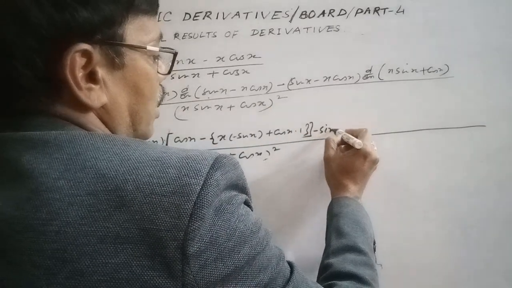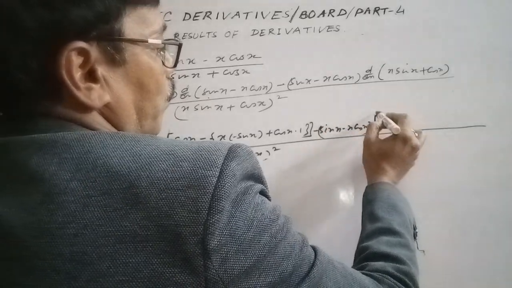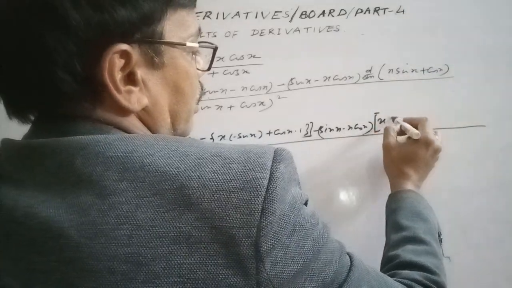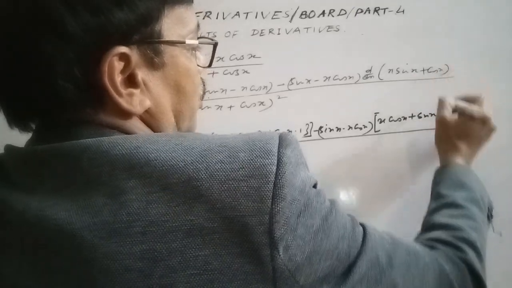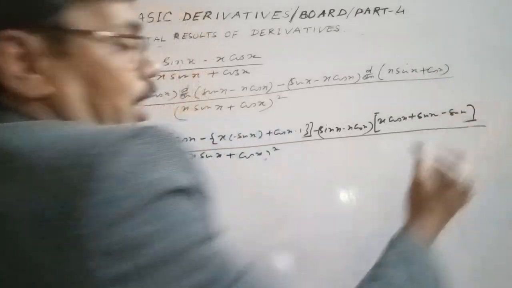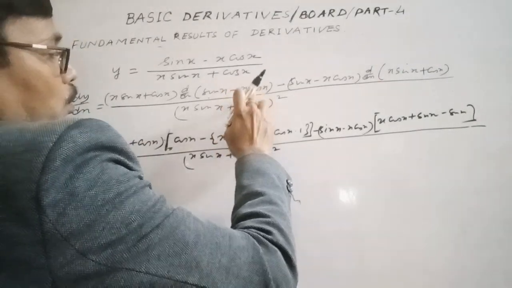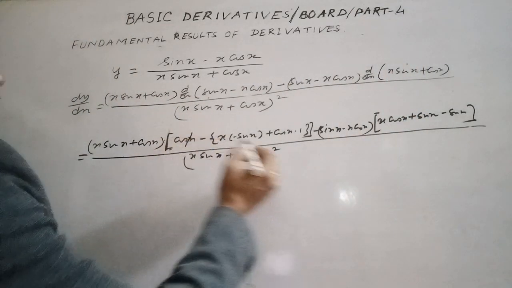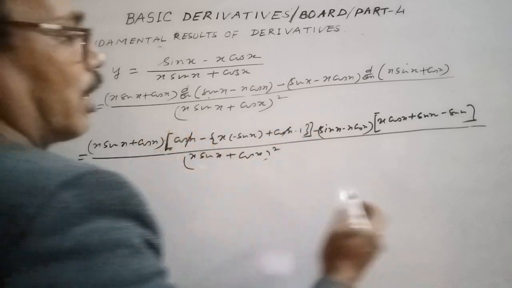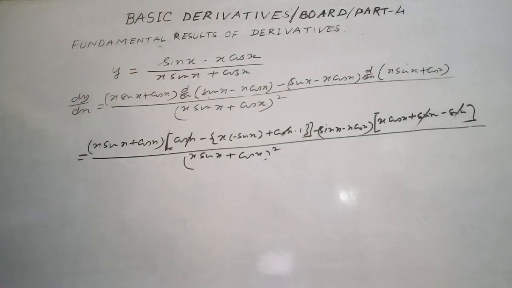Minus, sin x minus x cos x unchanged, derivative of x sin x, product rule: x into cos x plus sin x. And what is derivative of cos x? Minus sin x. So this should be noted. Here x cos x, it is product, here also product. Now it is plus cos x and it is minus cos x, cancel. And sin x cancel. So finally what are we getting?